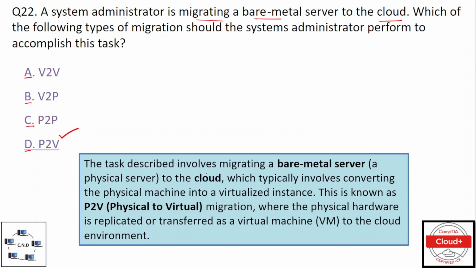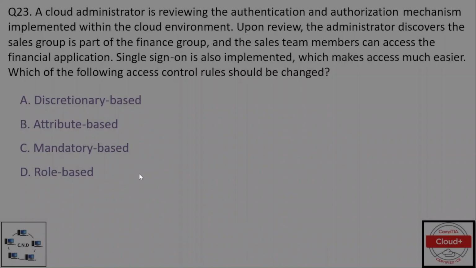So the task described involves migrating a bare metal server, that is a physical server, to the cloud, which typically involves converting the physical machine into a virtualized instance. This is known as P2V or physical to virtual migration, where the physical hardware is replicated or transferred as a virtual machine to the cloud environment.